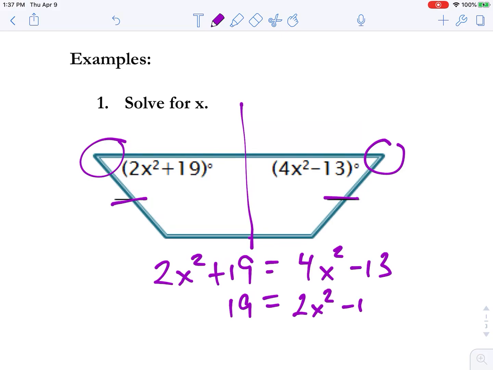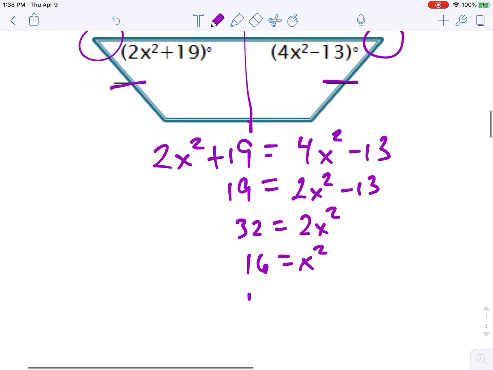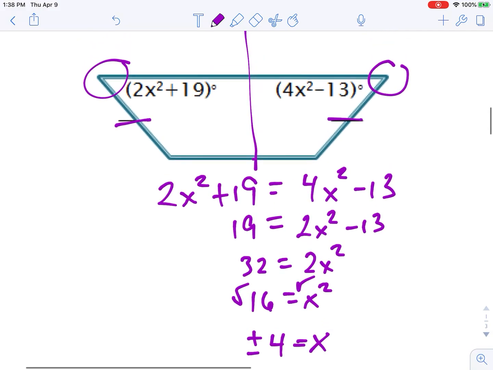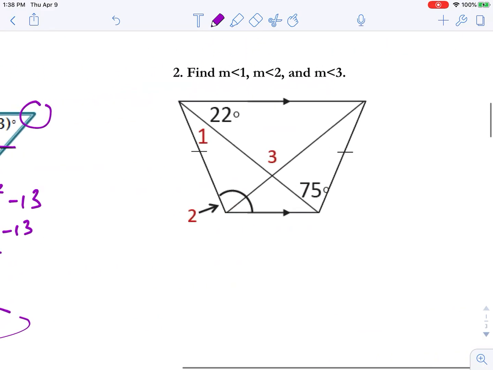I get 2x squared minus 13 equals 19. I'm going to add 13. I get 32 equals 2x squared. Divide by 2, I get 16 equals x squared. If I square root both sides, you get plus or minus 4 equals x. Now, can it be a negative 4? If I look back at the original problem, it can. So technically, positive or negative 4 is possibly the x for this problem.